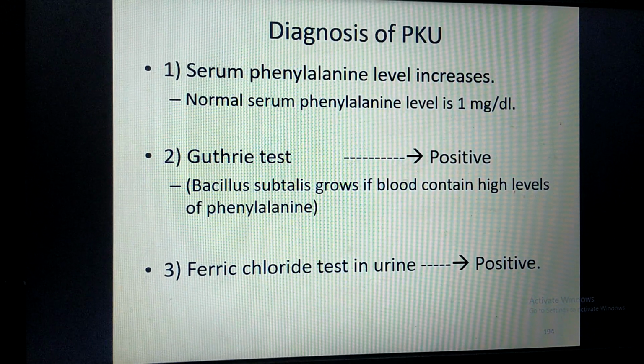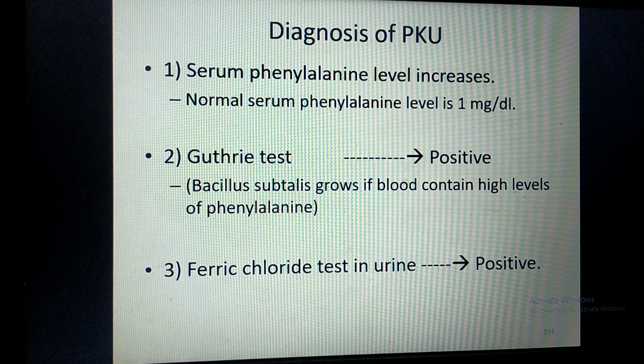Diagnosis of phenylketonuria. First is measurement of phenylalanine levels in the blood. Normally phenylalanine levels are 1 to 2 milligram per deciliter. Here it is written 1 milligram per deciliter, but it is normally 1 to 2. But in case of phenylketonuria, the phenylalanine level increases.